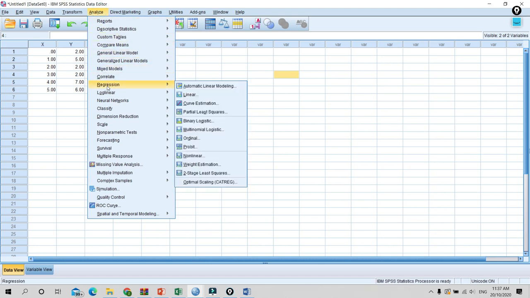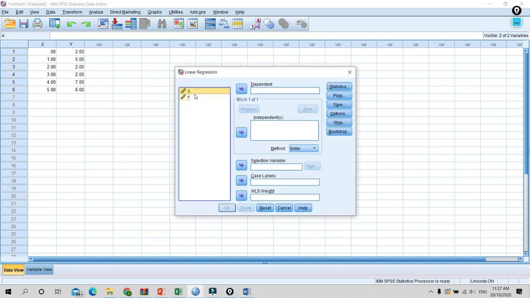Now, once you click Regression here, there is a subroutine, one more tab here. You select Linear. Select Linear. Then they ask you to insert a variable there.